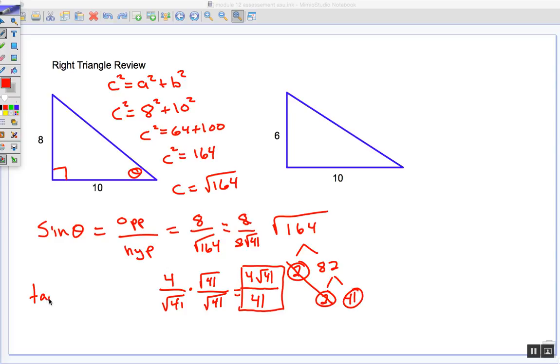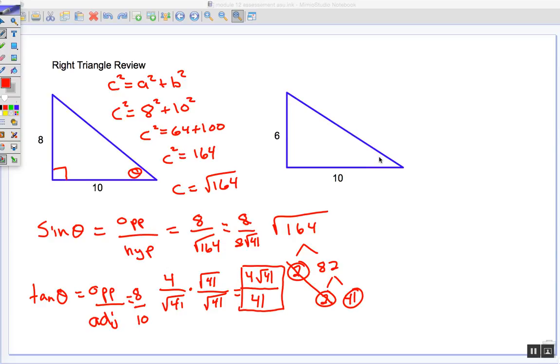Tangent of theta, remember tangent is equal to the ratio of the opposite side of our right triangle to the adjacent side in regards to this angle. So opposite theta is 8, and adjacent, which means next to theta, is 10. So we can say the tangent of theta is equal to 8 over 10.